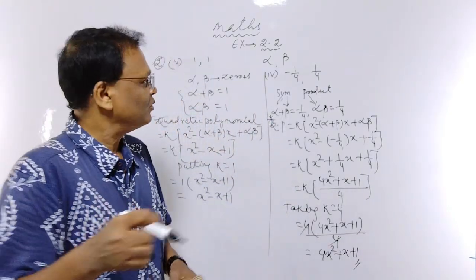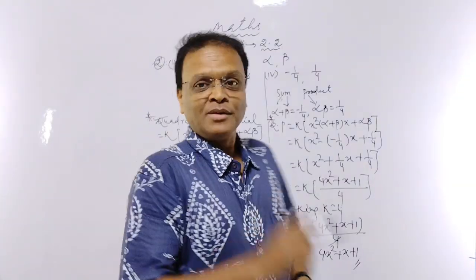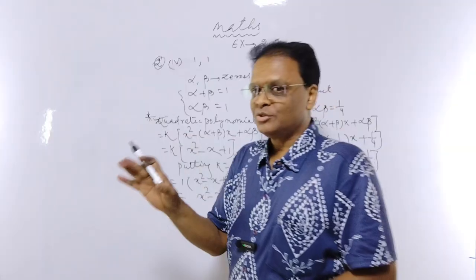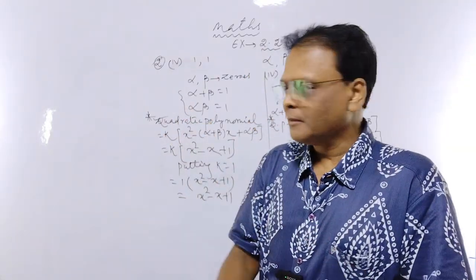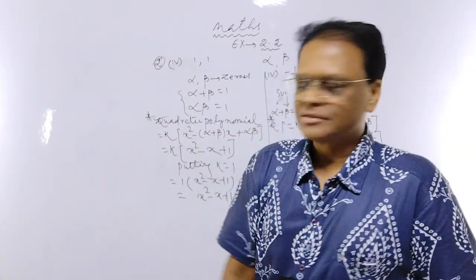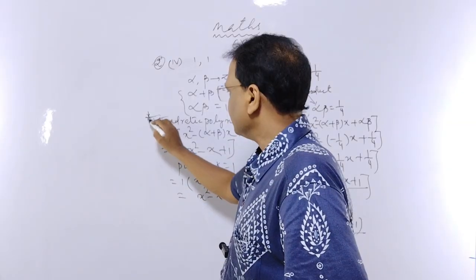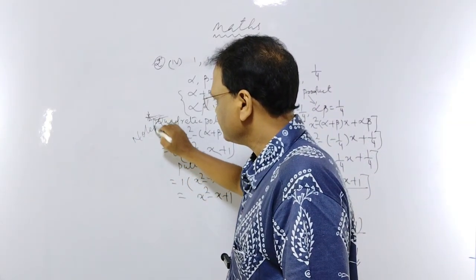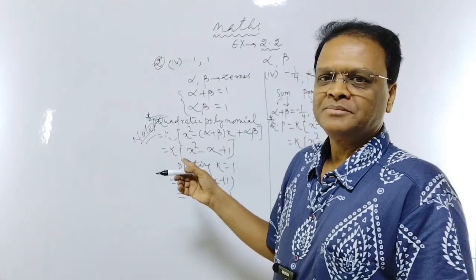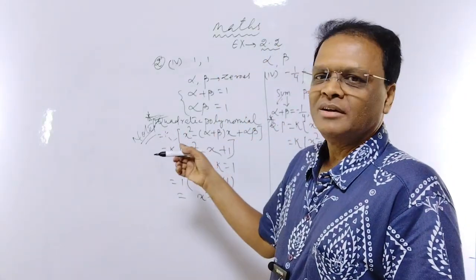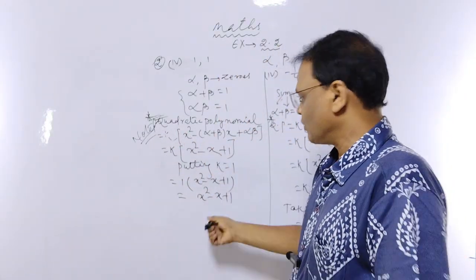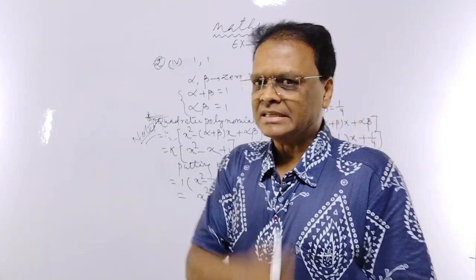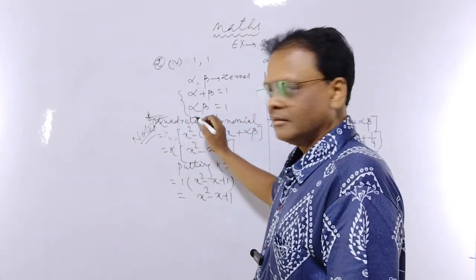So what did we come to know today? We came to know that if the zeros are given, the sum of the zeros and the product of the zeros, just put in the formula and get the answer. This formula, again I repeat, must be noted. You must remember this formula, because this is the formula which will give you the quadratic polynomial. So you can easily get this quadratic polynomial if you follow this formula, right?